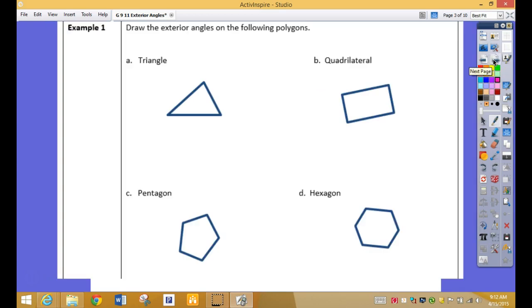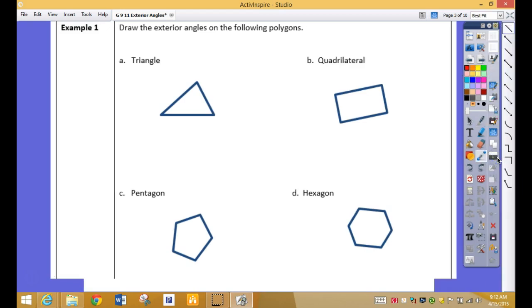Draw the exterior angles on the following polygons. So you're going to want to grab your line here, and what you do is you extend. You could go that way if you wanted. This way. Give each one of them an extended exterior angle. Except there's two that are wrong on that one, because which way do you go? You go to the left, you go to the right.